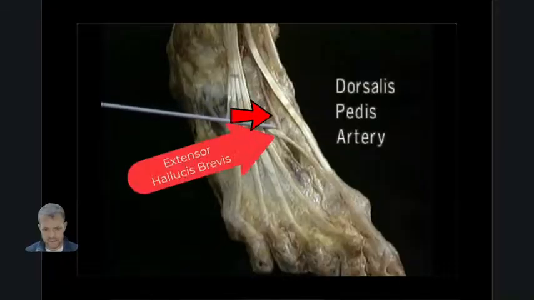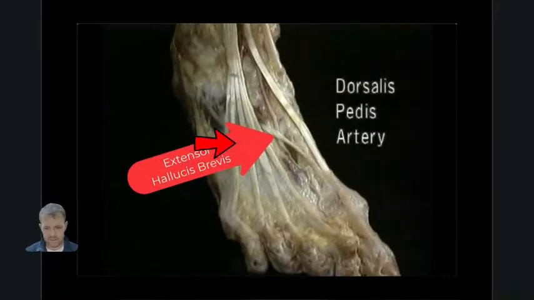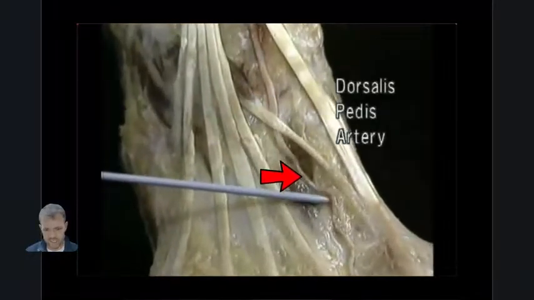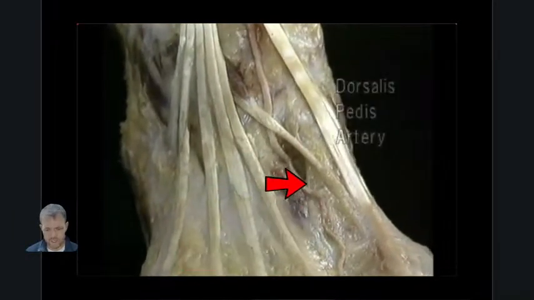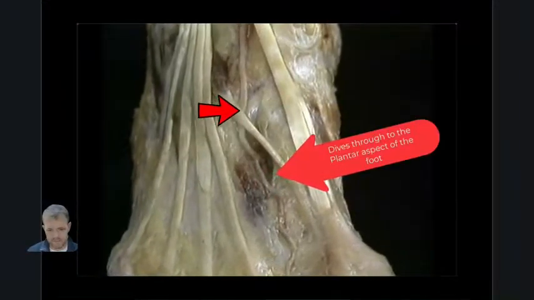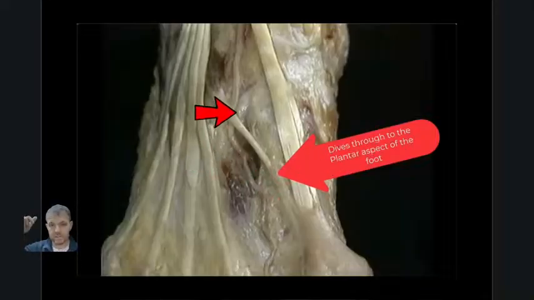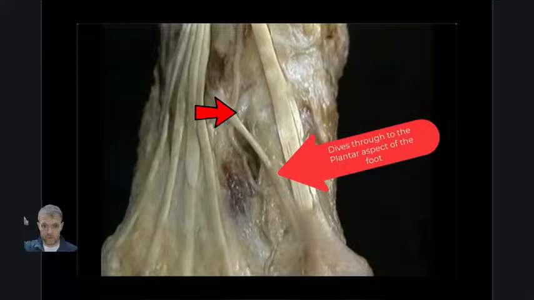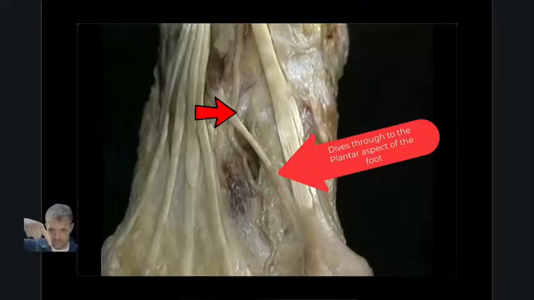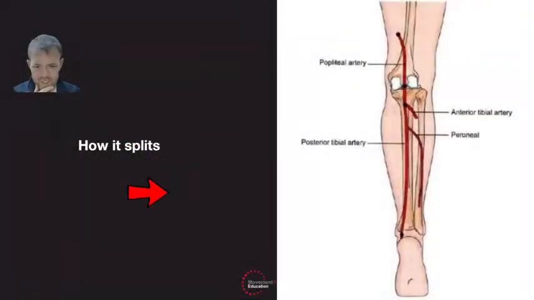So there it is, and you can see it travelling through here. You've got the artery going to your toes, so there is a blood supply. It dives through towards the plantar aspect of the foot. So you've got the dorsalis pedis coming along the top, and then in between the toes, it will dive down to get to the bottom of the foot and link up with another artery, which we'll have a look at in a sec.